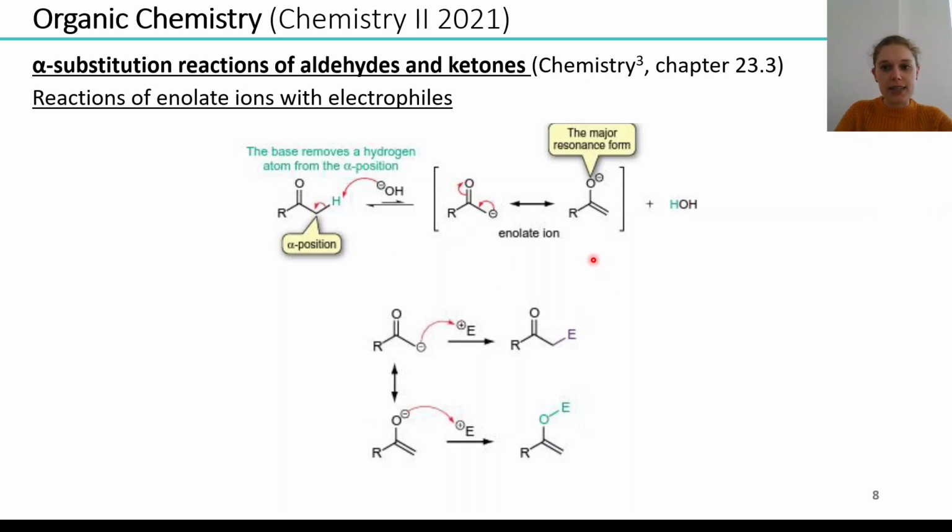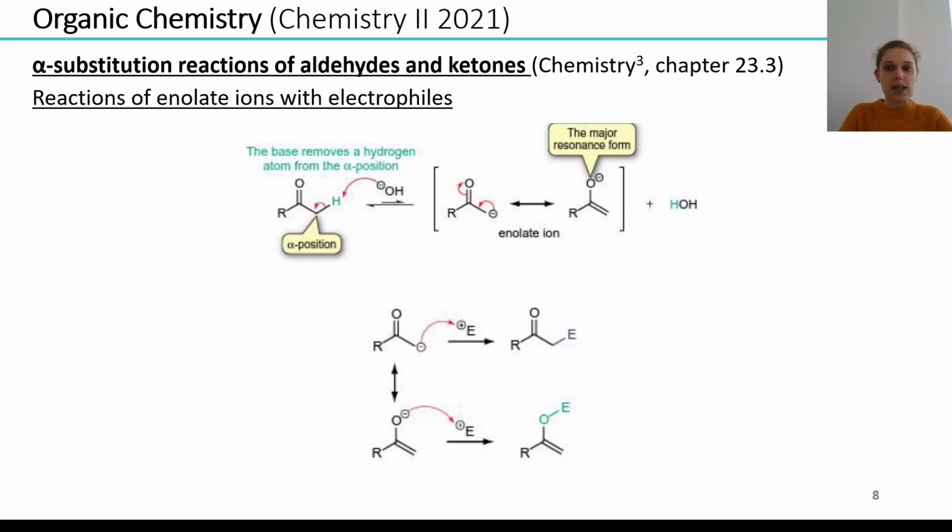And the enolate ion is stabilized by resonance, and the major resonance form has the negative charge at the oxygen atom. And this resonance stabilization explains also why the alpha hydrogen atoms of aldehydes and ketones are relatively acidic.